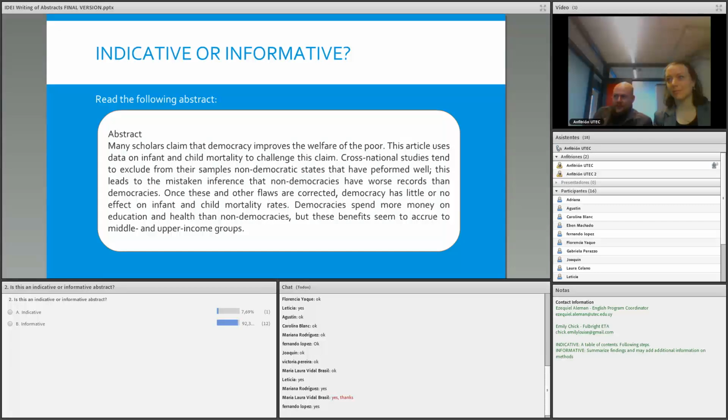There's a sentence here that helps us to define whether this is informative or just indicative. So we're going to go to the next slide. Here we have a clause that says democracy has little or no effect on infant and child mortality rates. This could be a conclusion to this article. So that's why we say this abstract is informative and not just indicative. We already have some information on what the final conclusion of this article will be.